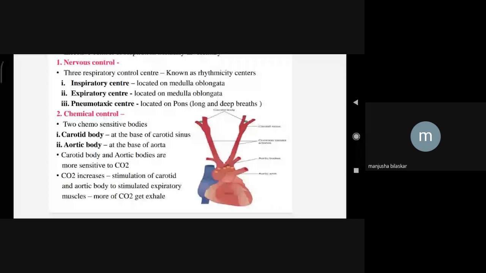When our CO2 is getting filled and we are still not exhaling, these sensitive areas of the aortic body and carotid body get stimulated, and they stimulate the expiratory muscles, saying: we are getting suffocated too much, please expire out. So more CO2 gets exhaled.